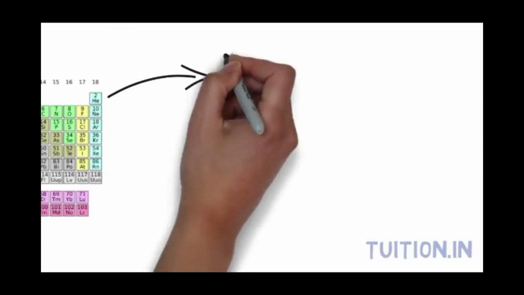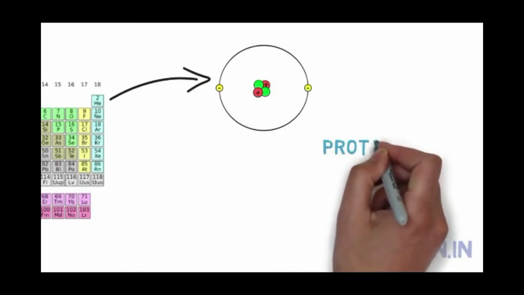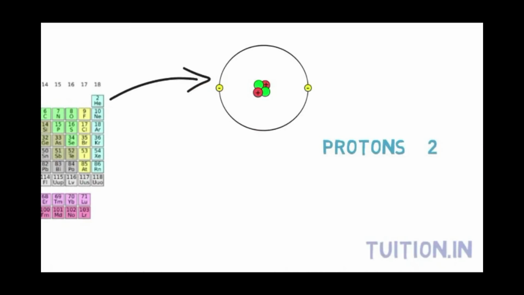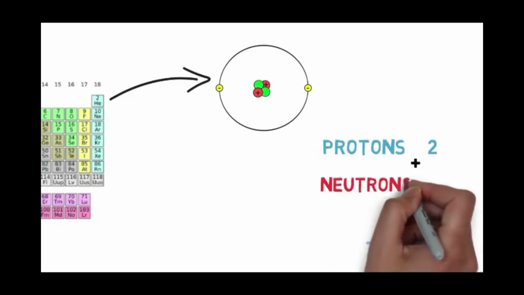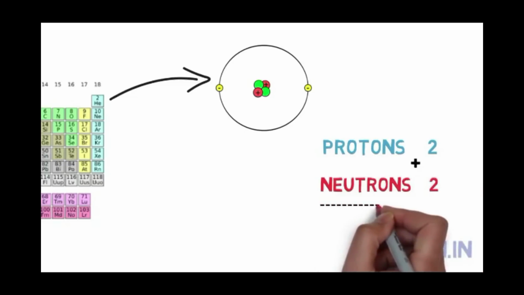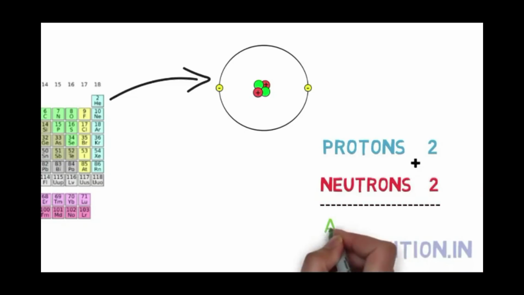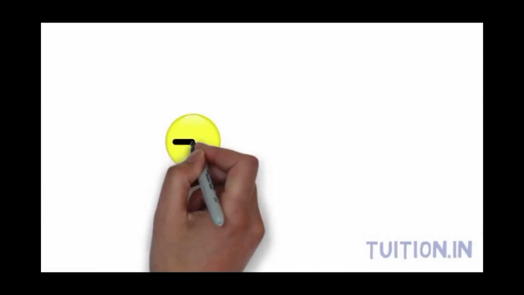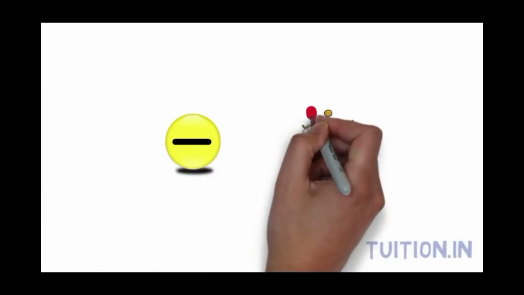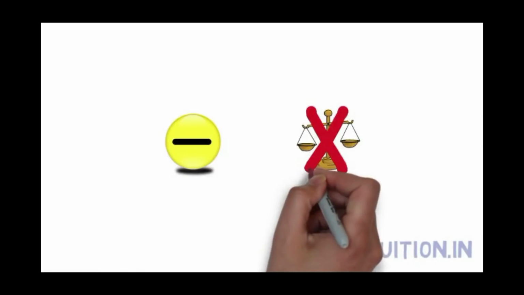For instance, a helium atom has 2 protons, so its atomic number is 2. It also has 2 neutrons. Adding the number of protons and neutrons, we get 4, which is helium's atomic mass unit. Electrons have almost no mass and are not included in AMU calculations.